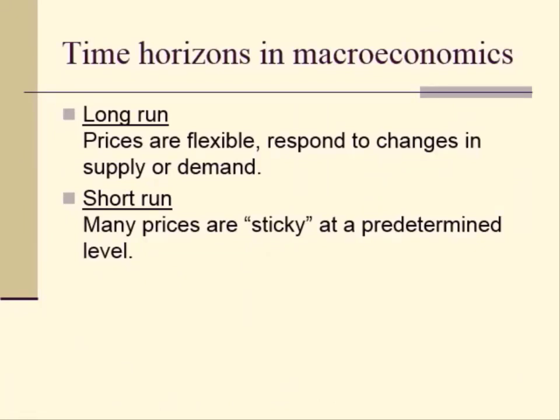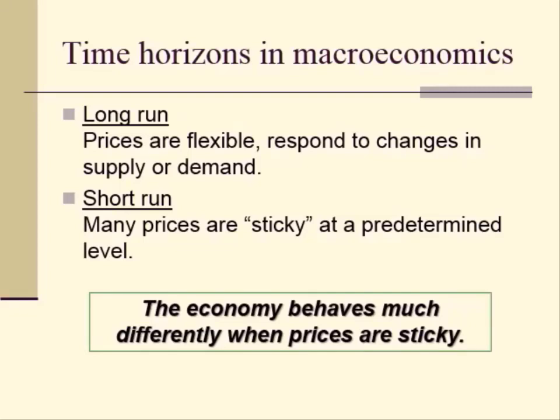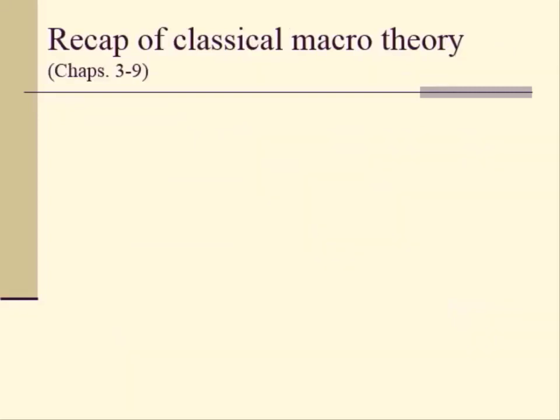Now we have finished looking at a few facts about the business cycle. Let's discuss the time horizons in macroeconomics. In the long run, prices are flexible and respond to changes in supply or demand. On the other hand, in the short run, many prices are sticky at a predetermined level, and the economy behaves much differently when prices are sticky. Let's now recap what we learned in chapters 3 to 9, the classical macroeconomic theory.